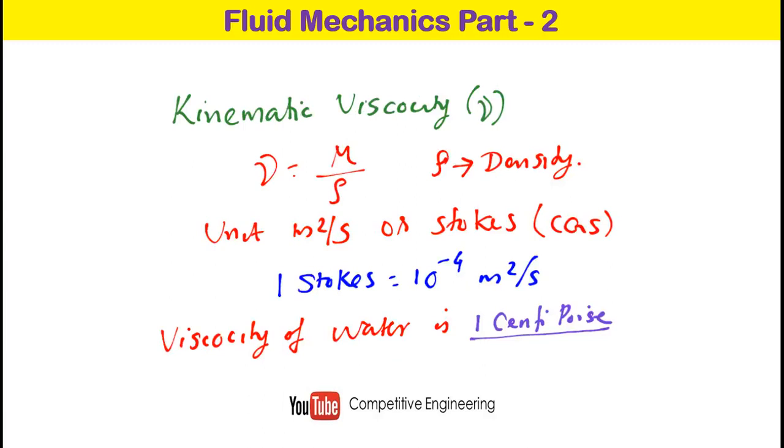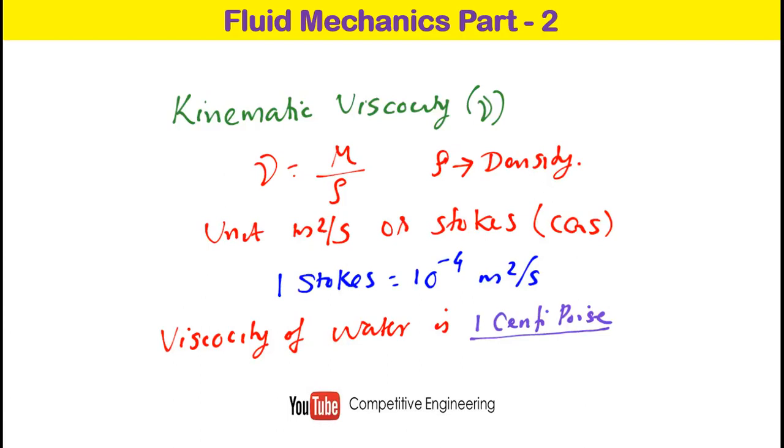There is one more viscosity term called kinematic viscosity, denoted as nu. Kinematic viscosity removes the mass term in the viscosity by dividing the dynamic viscosity by the density, that is nu is equal to mu by rho, where rho is the density. The unit is meter square per second, or Stokes in CGS. One Stokes is equal to 10 raised to minus 4 meter square per second. In some problems the kinematic viscosity will be given in Stokes, so you have to convert it by multiplying with 10 raised to minus 4.